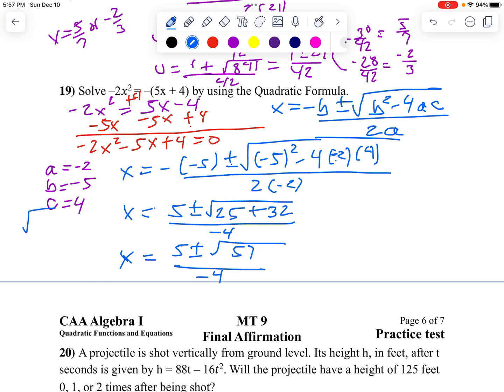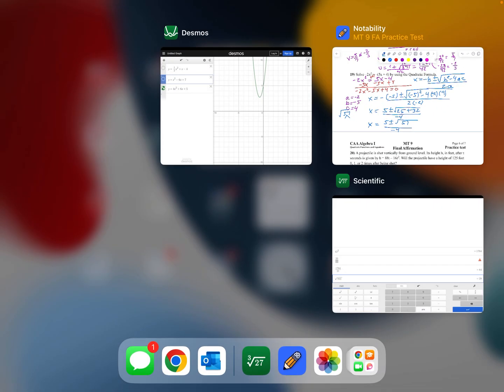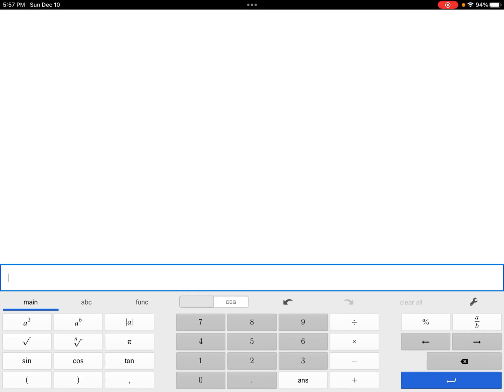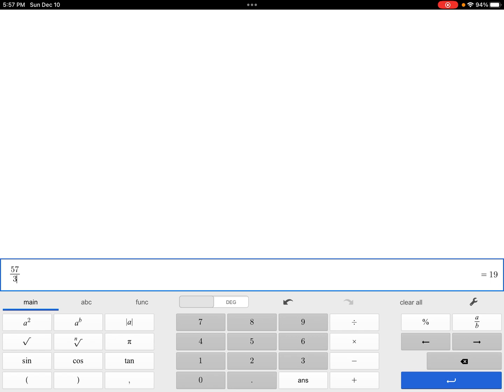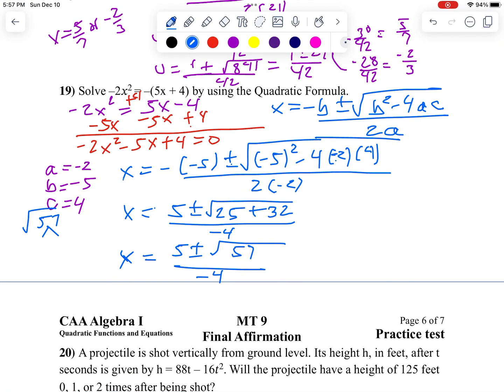I don't think I can, but I'm going to try. I know 3, I think 3 goes into 57, yeah, 3 goes into 57 because 5 plus 7 is 12. But I can't simplify that, can I? So guess what? We're done. Now, we're divided by negative. I could change that 5 to a negative and divide by a positive. I don't think it really matters.